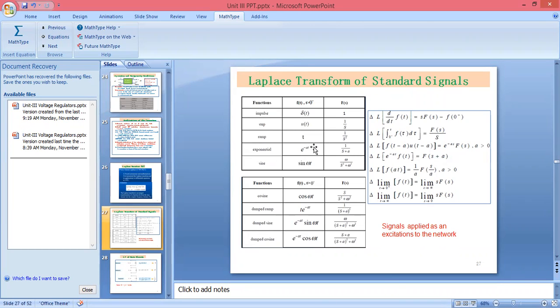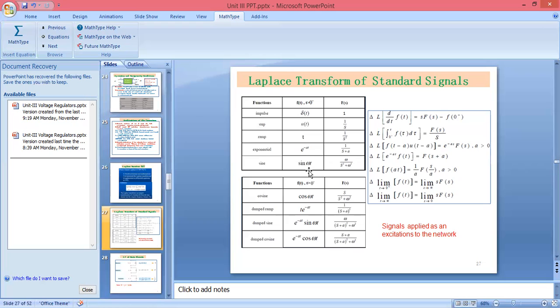If we are having e to the power minus at, at that time you will get 1 upon s plus a, time domain into a frequency domain. If we are having the sine wave, at that time you will get, as in derivative what do you get for sine, cos omega t into omega, if we are taking omega as a constant. Like this, if you take the Laplace transform of the sine function, you will get that constant term in the numerator, and in the denominator s square plus that constant square. If here it is a, then your equation will be a upon s square plus a square.